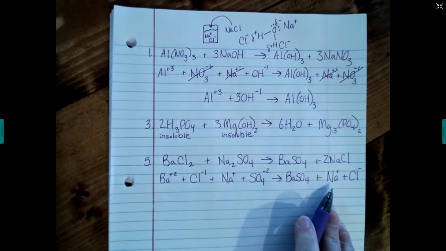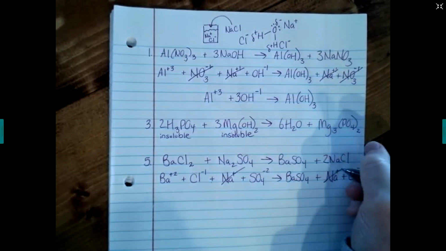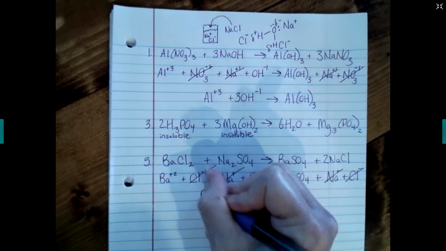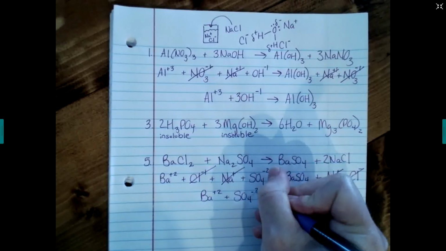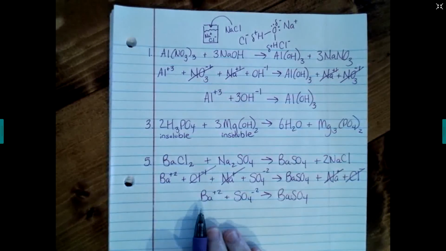So let's cross out our spectator ions. That's going to be sodium, and that's going to be chloride. And we're left with barium plus sulfate yields barium sulfate, and it's already balanced.